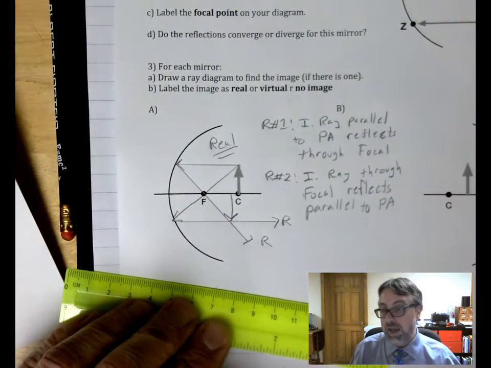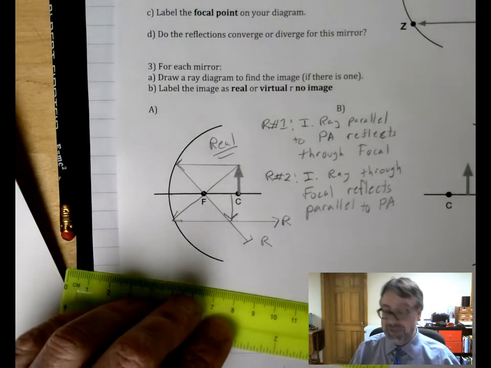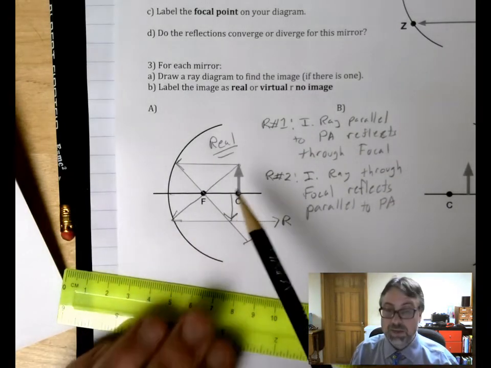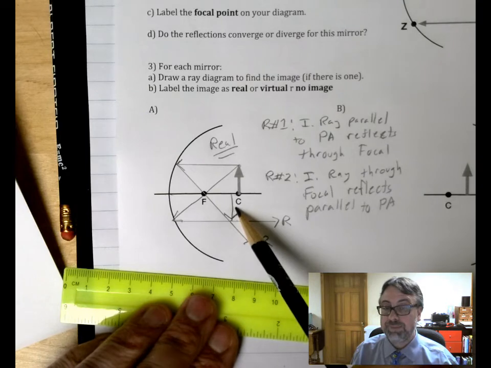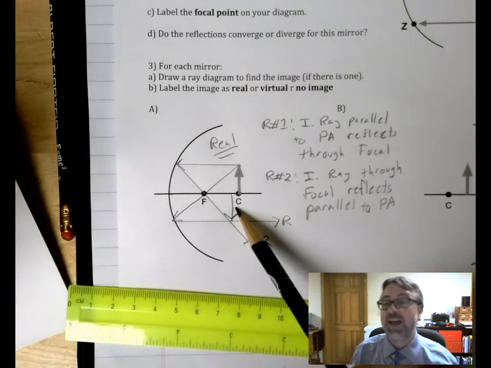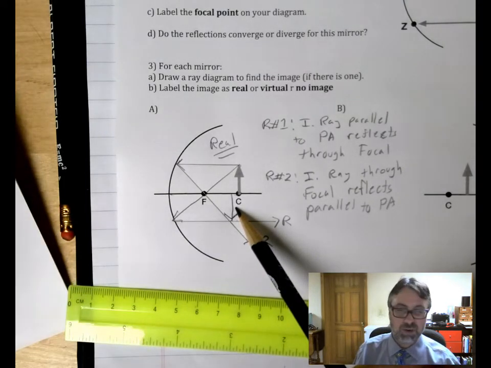And again, real means that if I put a piece of paper where this image is, I'd be able to shine it onto a piece of paper. And I would demonstrate that in the classroom if we were there. It's hard to do over the video camera.